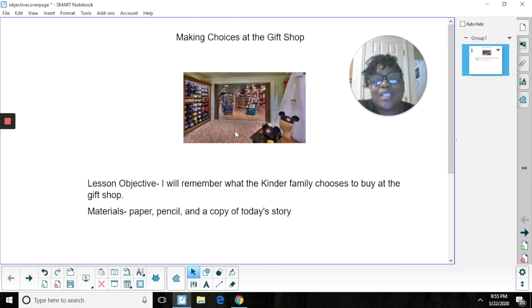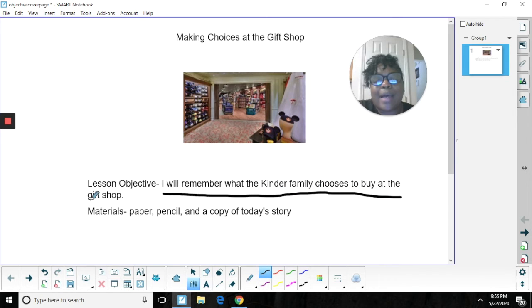Okay, and as you can see here, we have a picture of a gift shop. All right, so this is our lesson objective here, and it says, I will remember what the Kinder family chooses to buy at the gift shop.